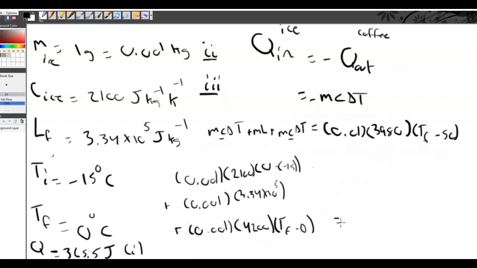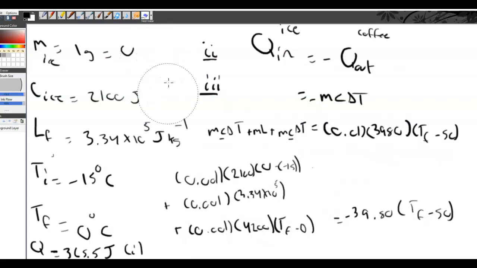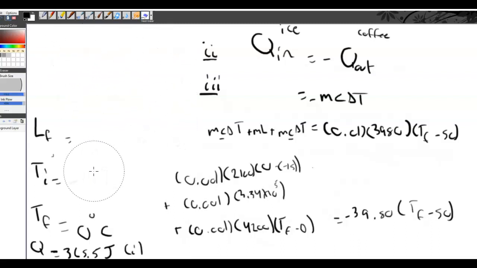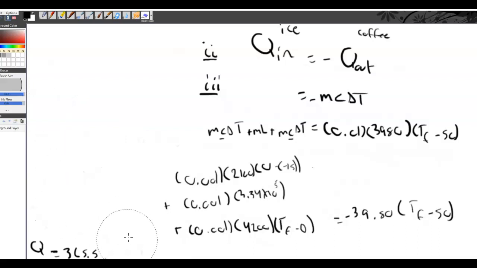And on the right side, I have the same thing, and I'm just going to simplify that out: 39.8 times T final minus 50. So nothing has changed. Sorry, there should be a negative sign here. Nothing has changed on the right side of the equation. Now there's a lot going on, so I'm going to erase a little bit, just so we can finish this problem up. Pause here if you need to.